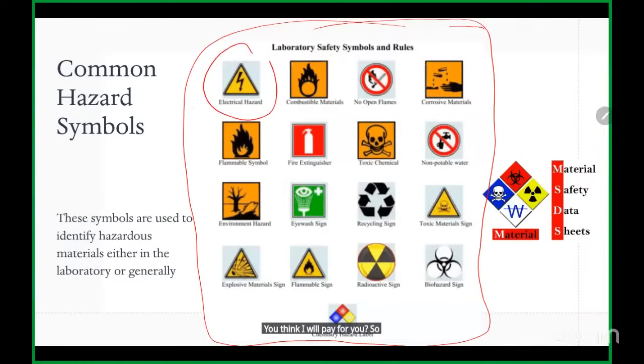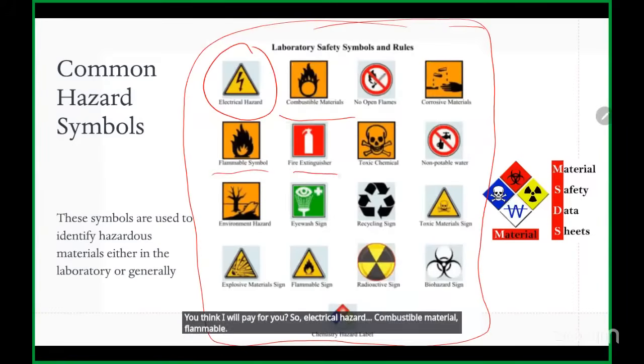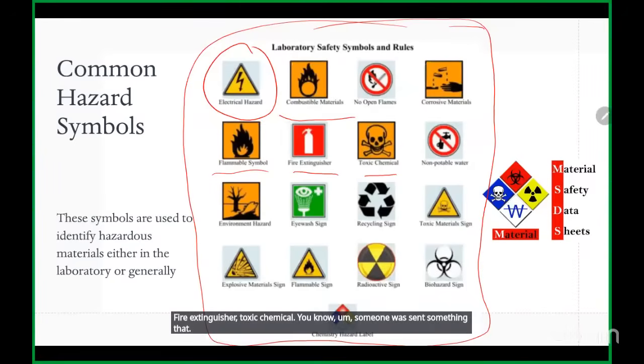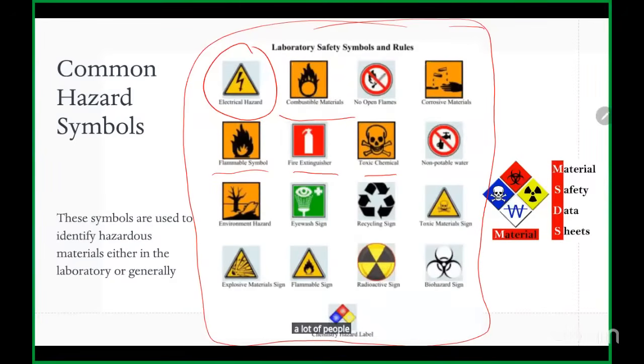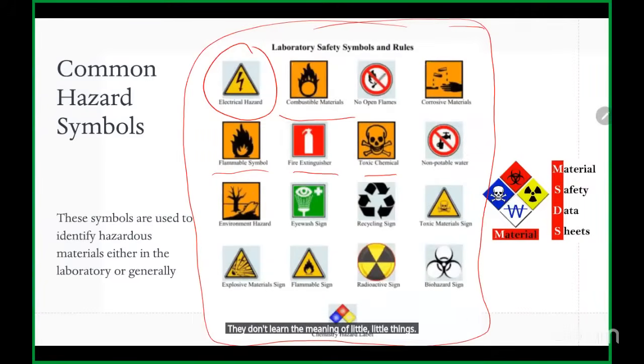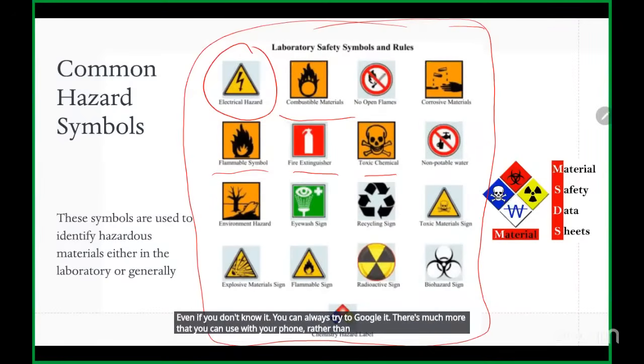So electrical hazard, combustible material, flammable, fire extinguisher, toxic chemical. Someone said that a lot of people are ignorant, not because what they need is not written out there, but because they don't learn the meaning of little things. So please, all these little symbols, even if you don't know them, you can always try to Google them. There's much more that you can use with your phone other than social media.